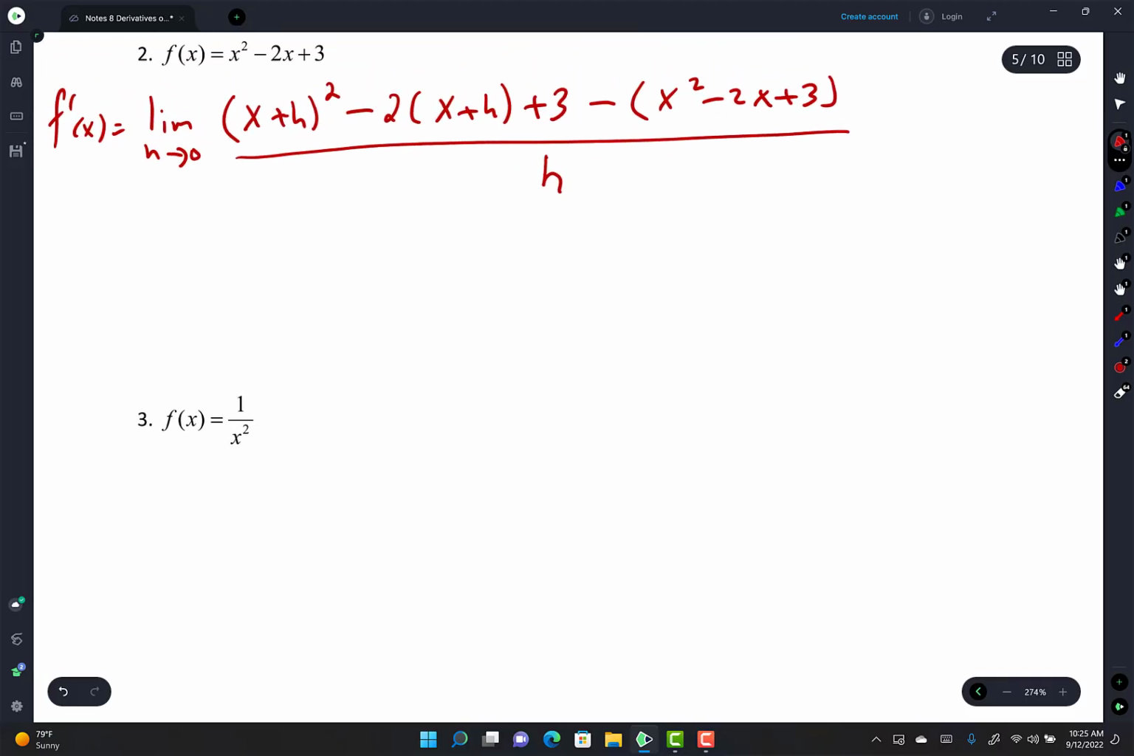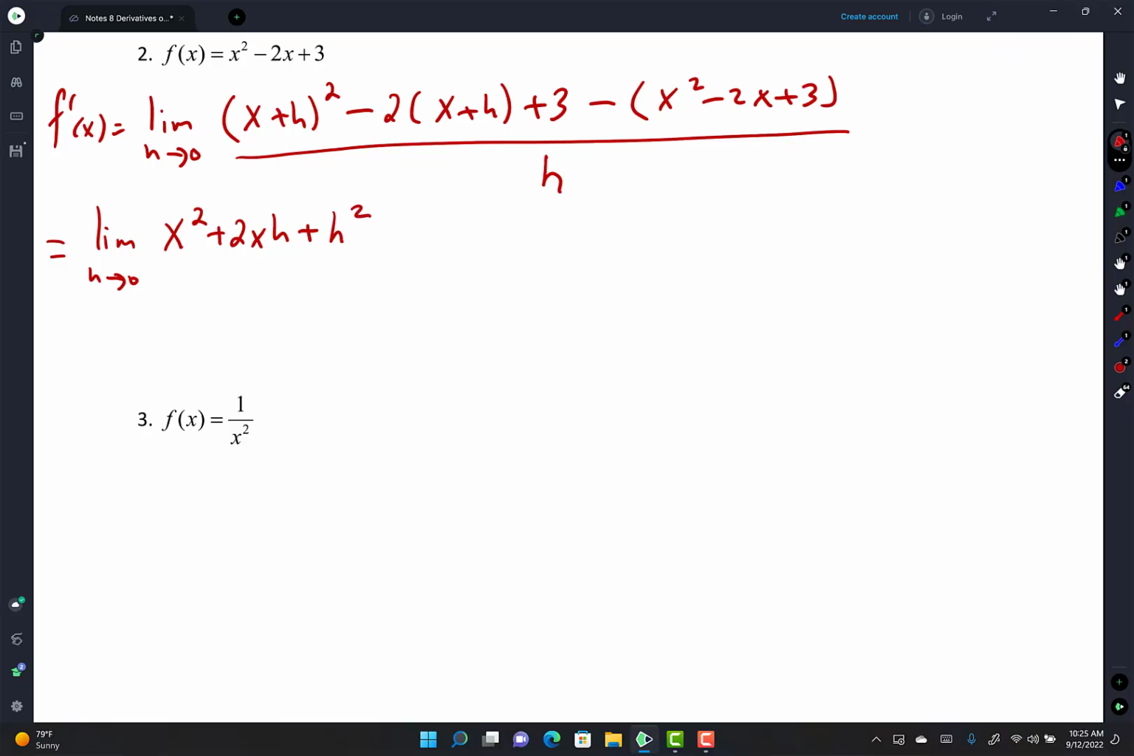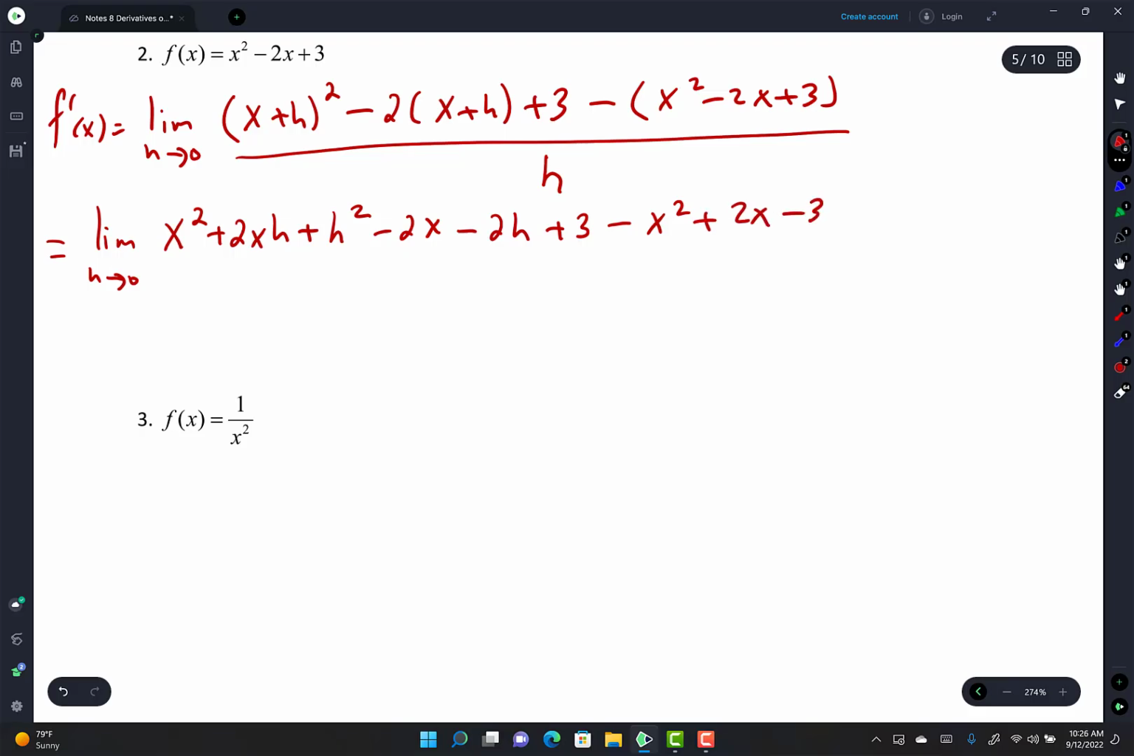I think I have enough space. I'm going to find out right now if I do or not. Limit as h approaches 0. Let's expand it. X times x is x squared. X times h is xh. We're going to have how many of them? So 2xh. H times h is h squared. And then I'm going to distribute that negative. Minus 2x minus 2h plus 3. And I'm going to distribute that negative. Minus x squared plus 2x minus 3. And all this is over h. Yeah, I have enough.